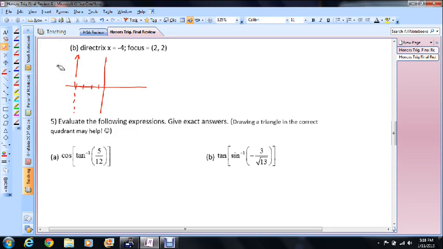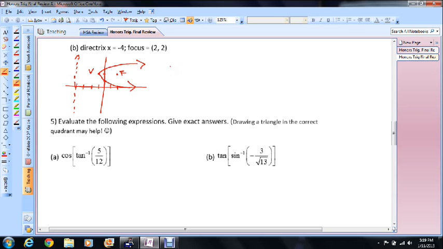Okay. My focus point is at 2, 2. And then again, I have to count dead center in between. So there's 1, 2, 3, 4, 5, 6 spaces. That means 3 spaces is dead center. So I'm going to count backwards towards the directrix line from the focus point, 3. So here's my vertex.